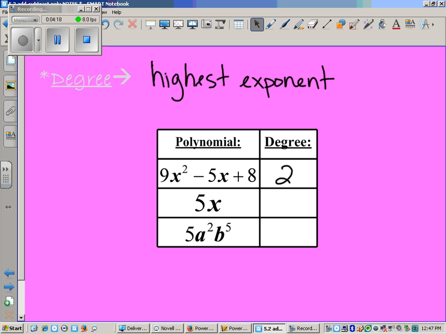So if I give you the polynomial 5x and I ask you for the degree, what do you think the degree is there? What exponent goes on that x? It's an invisible 1, right? So the degree is 1. The next one is a little bit tricky because it has a's and b's. So because we're doing degree, and there's not just an a and not just a b, when you do degree, you're going to add the exponents together. So my degree here would actually be 7, 2 plus 5. So if I have multiple variables, I'm going to add the exponents together to get the degree. Okay, so degree is highest exponent.